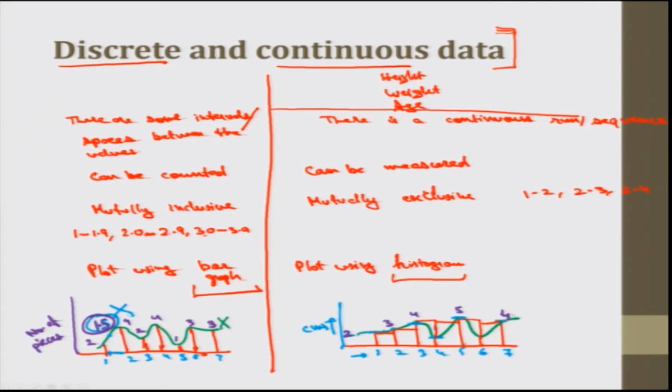So it will be connected like this, because if between 1 and 2 there is some value, let me say 1.5 here, it can mean something. 1.5 centimeters means something, but 1.5 number of feet doesn't mean anything. So I think I am able to explain the difference between discrete and continuous data. And we have to deal with both kinds of data.